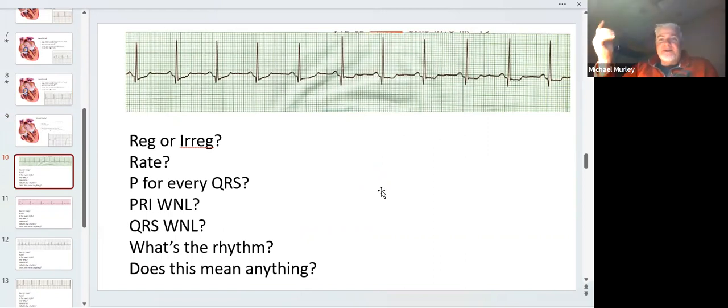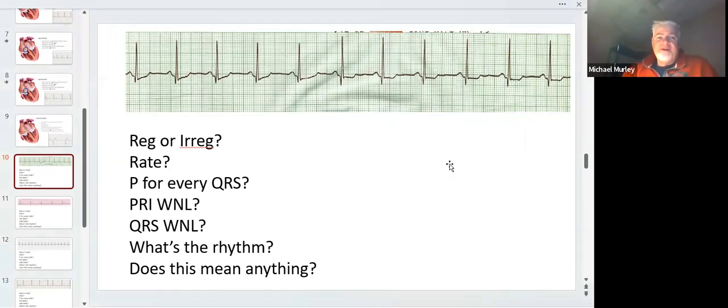So what's the rate? I'm going to use the big block method because I'm leading. 300, 150, 100, 75. So it's a little bit greater than 75. Let's use the small block method. That's the most accurate way to do it. So 5, 10, 15, 18, 19. So 1500 divided by 19 is like 79. Yep, 79. So that's good. I got a good rate.